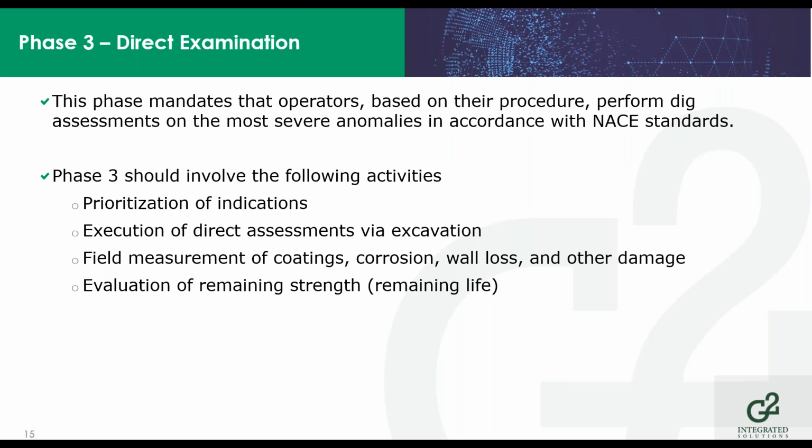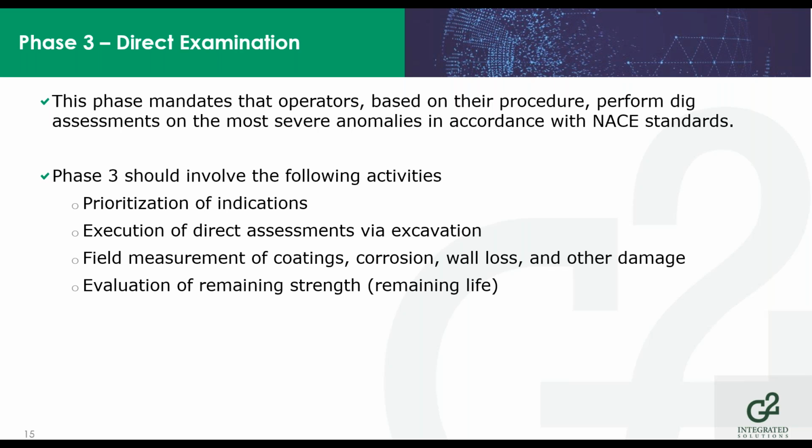All right, so phase 3. Operators now take that data that they gathered during their indirect inspection phase, and they prioritize their dig locations based on the severity to confirm what data was collected during phase 2, evaluate the most severe indications found, and then provide any sort of mitigation for those particular locations. You'll also do some evaluation of remaining strength.